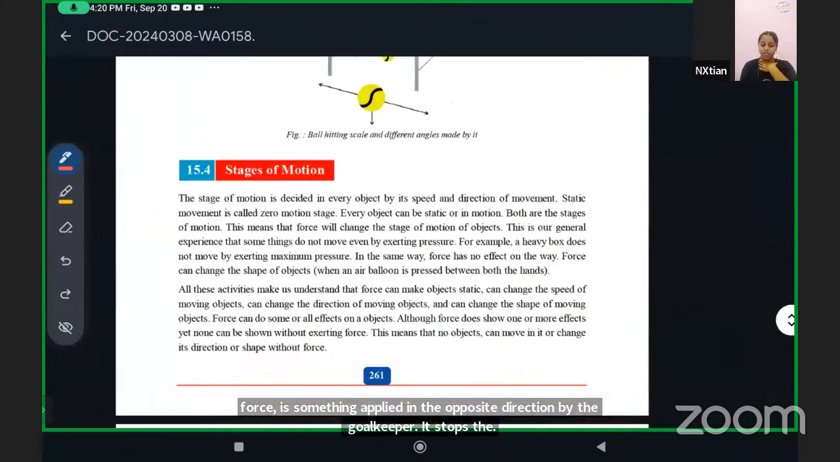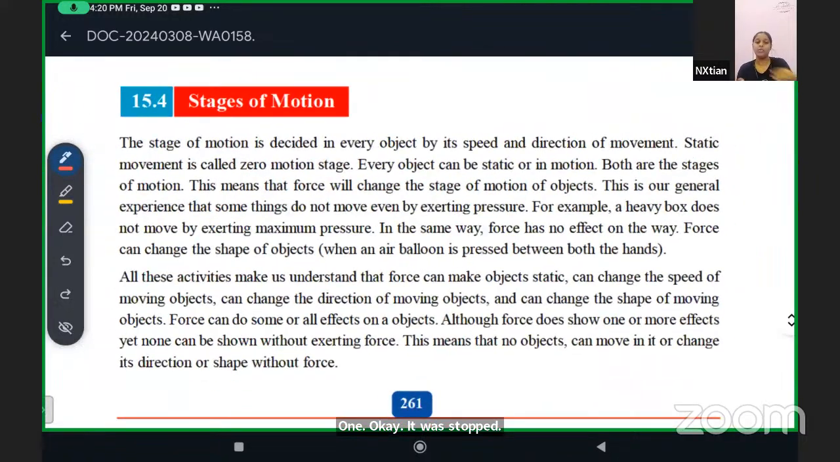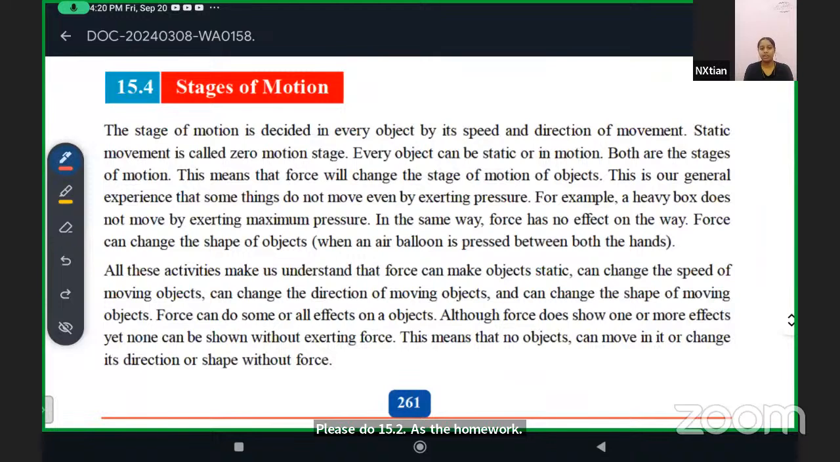We stop here right now. Give it a read, whatever we studied today. Please do exercise 15.2 as homework and the rest we will continue from stages of motion. We will continue in the next class.